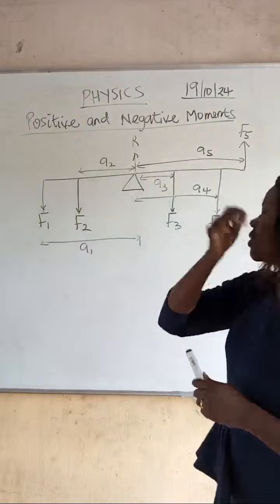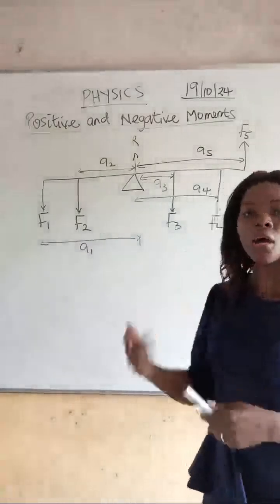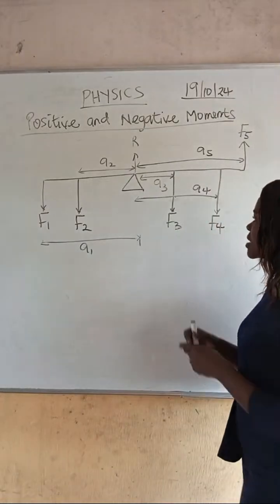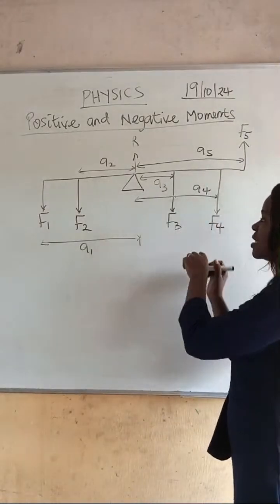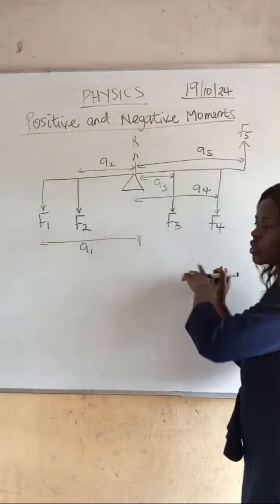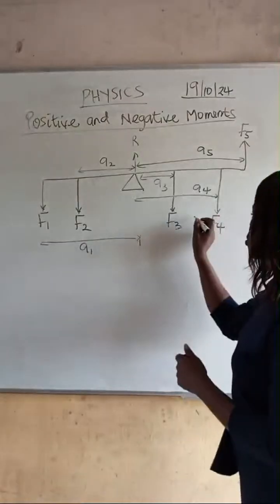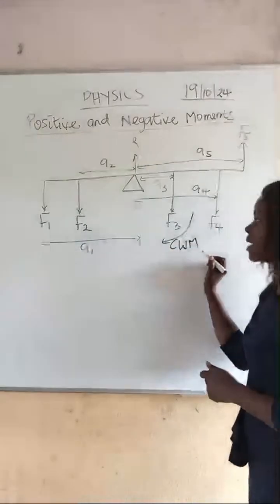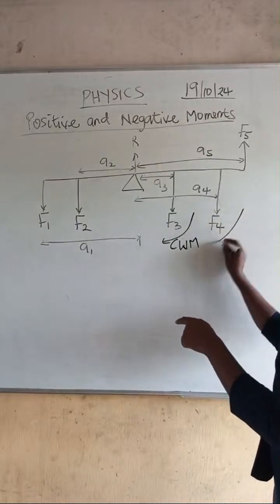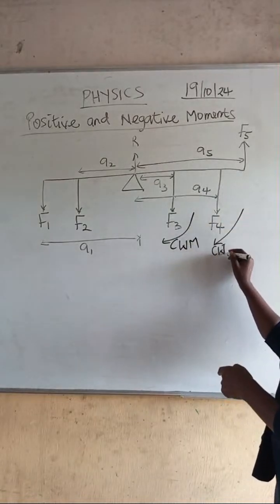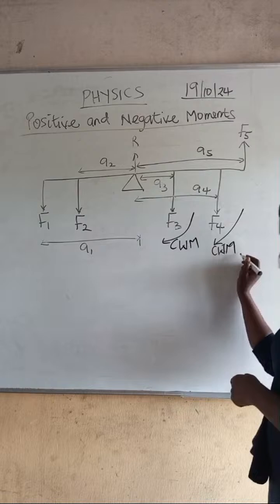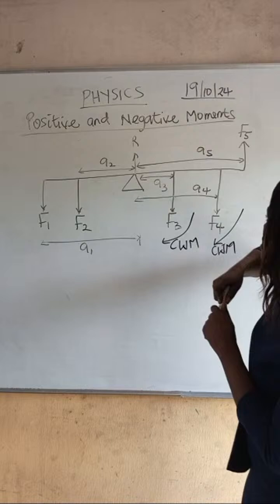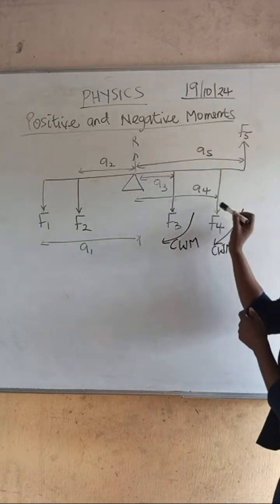So remember the principle of moments: clockwise equals anti-clockwise moments. Looking at this one, it is acting in the clockwise direction, so it's going this way. So this is a clockwise moment. This one too is acting as a clockwise moment. And the distance from this is A3. The distance from this to the pivot is A4.